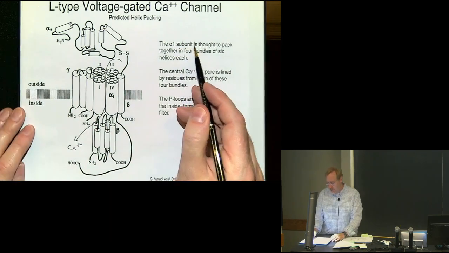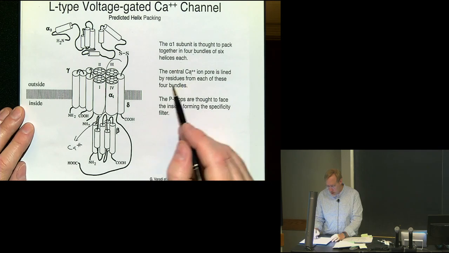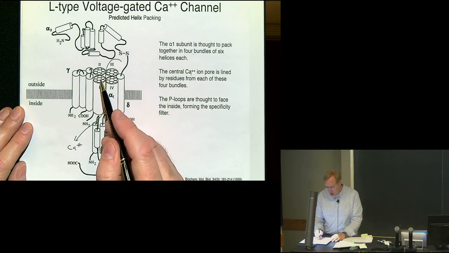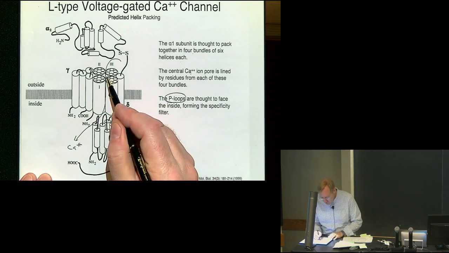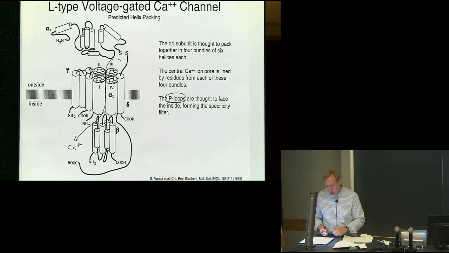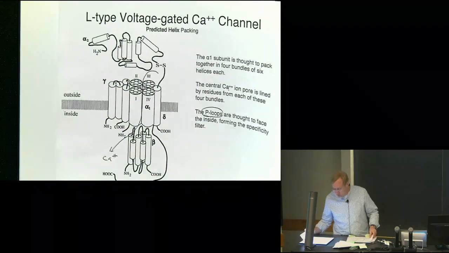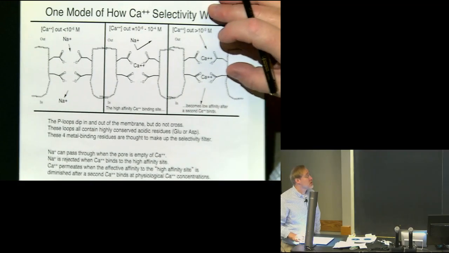So the alpha subunit is packed together in 4 bundles. The central pore is lined by residues from each of those 4 bundles. And those P loops, which might provide the selectivity for which ion is let through, all sort of face the middle of that channel, providing that selectivity. And if you sort of zoom in on that, there's one model here of how this calcium selectivity works.